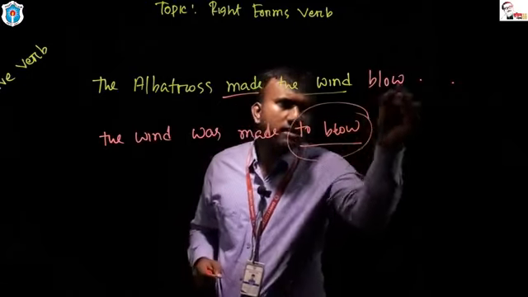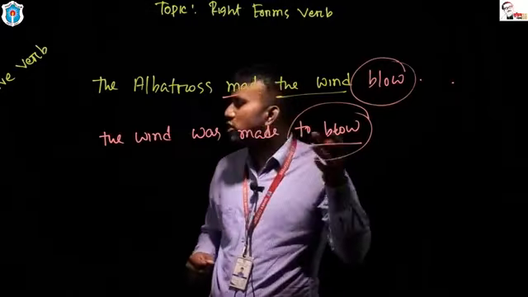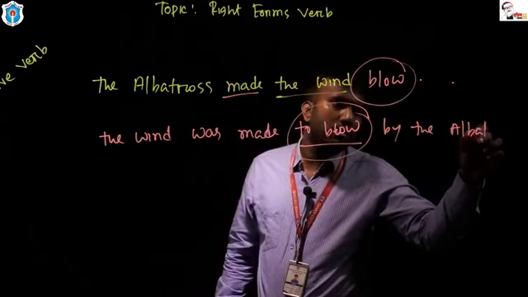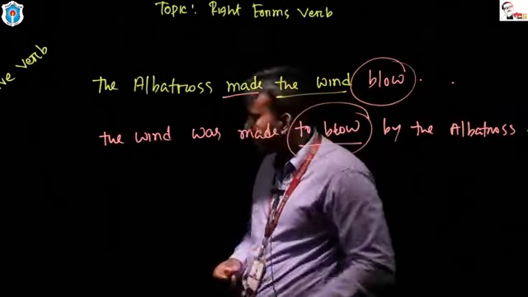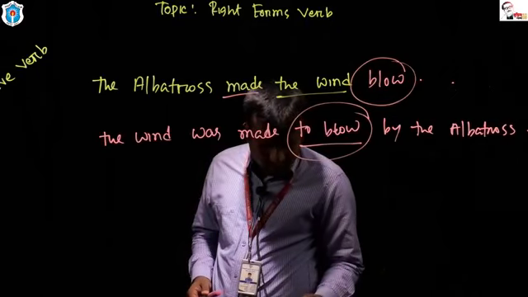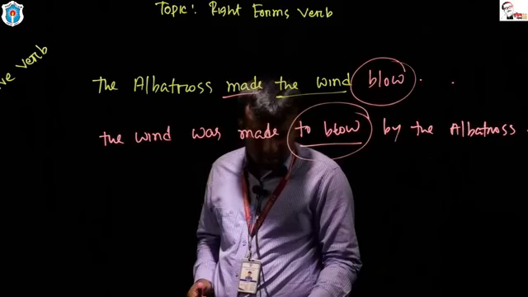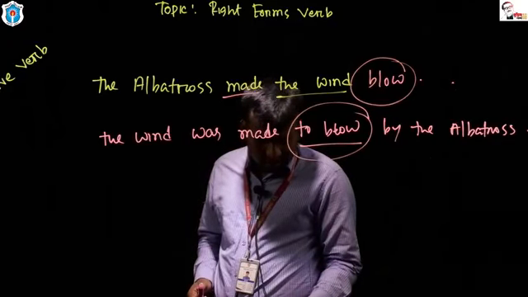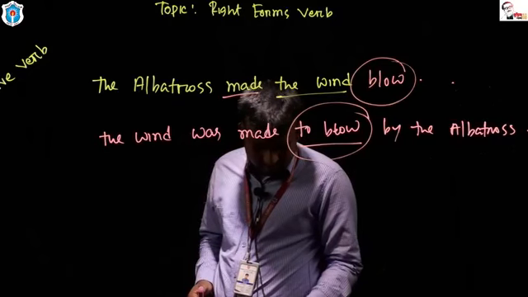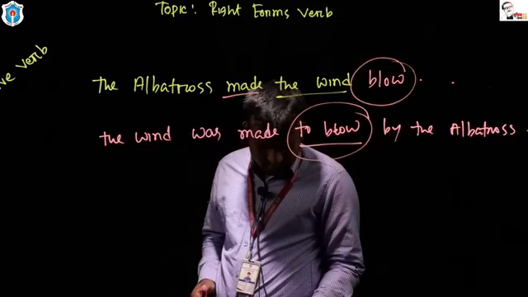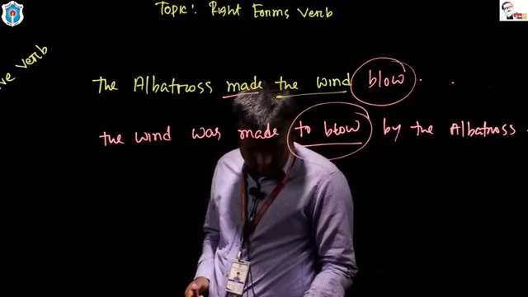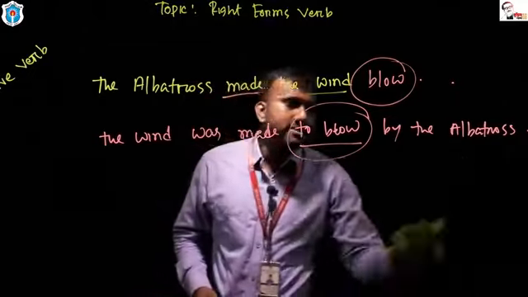blow. Look at this is and this is. In active voice, you have to use bare infinitive, but in passive voice, you have to use infinitive. The wind was made to blow. Albatross. Okay, just try to match your answer with mine. I think most of you have given me the correct answer. Okay, so my dear students, this is all about causative make.